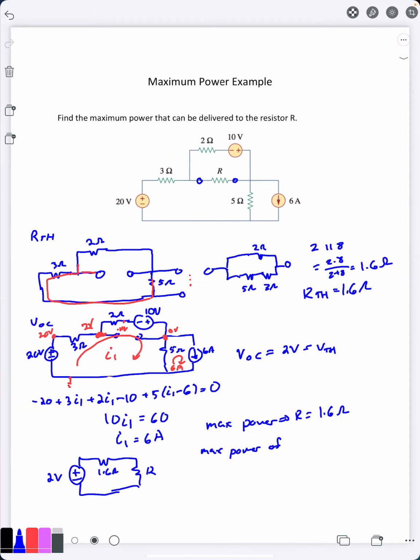Well, if that's the case, then the maximum power will be as follows. It's going to be the voltage across that, which, if there's 2 volts total and the two resistors are equal, then by voltage divider they're going to have half each. So it's really going to be 1 volt across the resistor. So 1 volt squared over the value of the resistance there, 1.6 ohms. And so 1 over 1.6 is going to be 0.625 watts. That is the most power you can have on that resistor R.